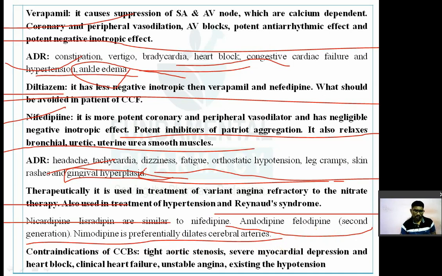All these calcium channel blockers are contraindicated in case of tight aortic stenosis. Tight aortic stenosis मतलब क्या है, aorta जो है आपका, heart का aorta, उसका aorta अगर ब्लॉक हो गए तो उसको बोलते हैं tight aortic stenosis.